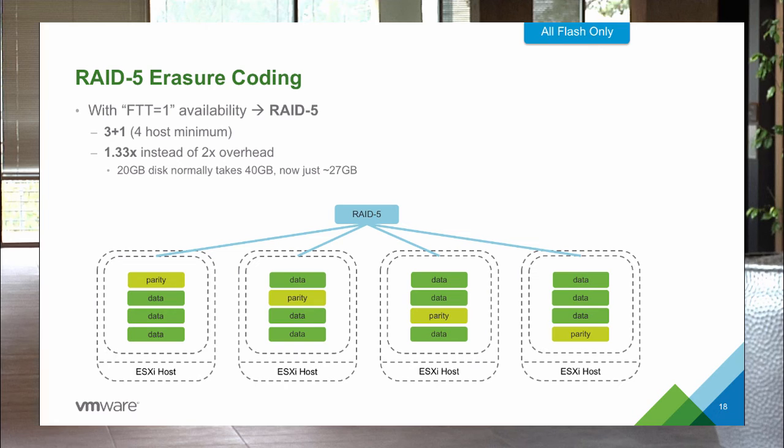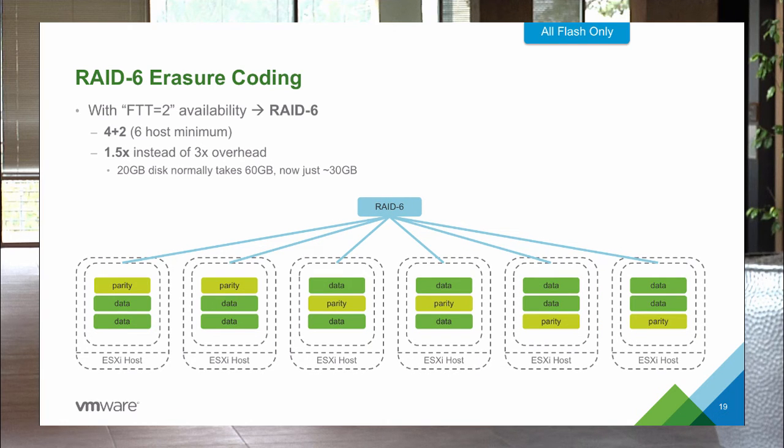There's another option if higher availability is desired. This is completely configurable through the VM storage policies, and you do this through defining the fault tolerance method, and we'll show you here in a second, or FTM. When you configure this, you have 2 options: RAID 1, which is mirroring, and RAID 5/6, which is erasure coding.